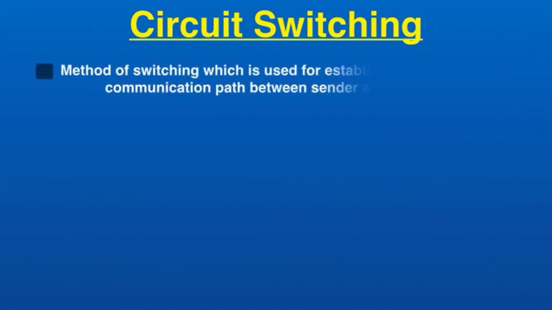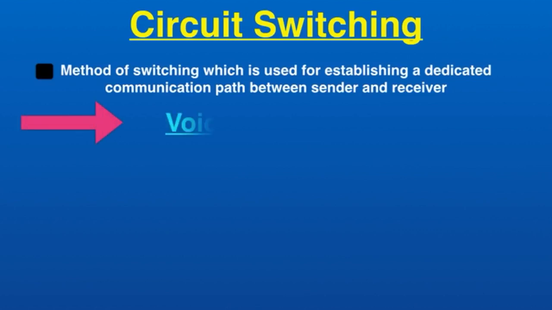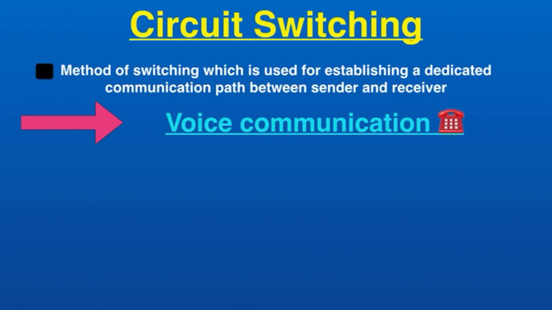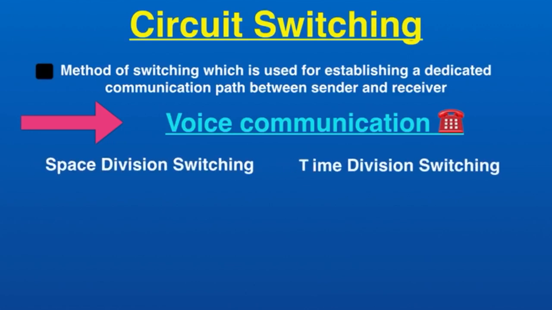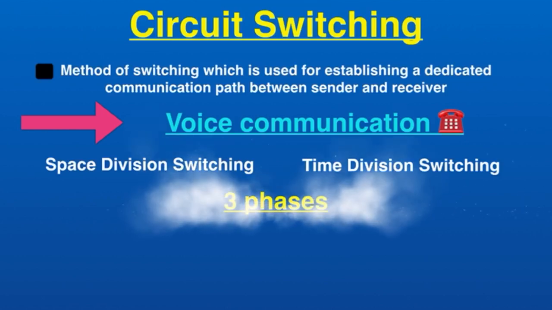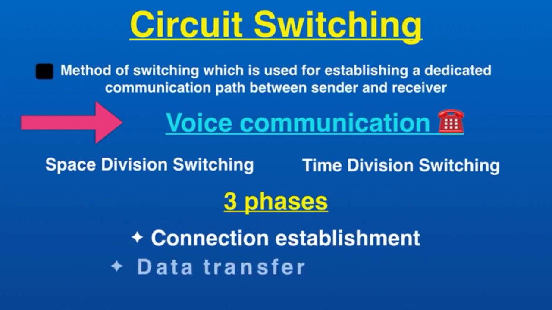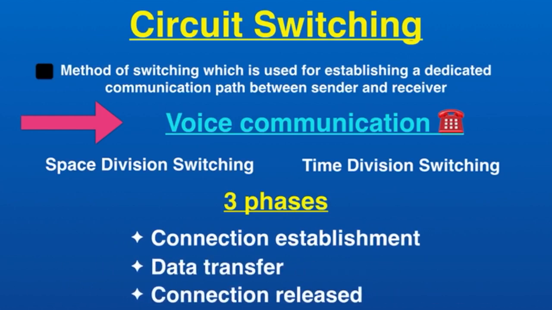Circuit switching is defined as the method of switching which is used for establishing a dedicated communication path between the sender and the receiver. Circuit switching is initially designed for voice communication and implemented at physical layer. Circuit switching can be achieved using two technologies: space division switching and time division switching. Circuit switching has three phases: connection establishment, data transfer, and connection released.